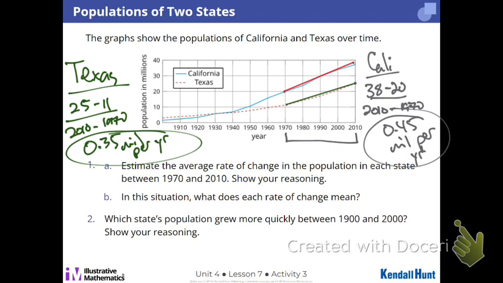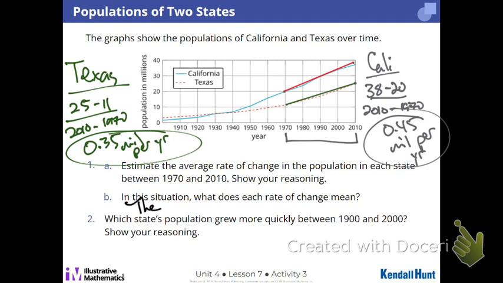Did anybody write that in thousands, like 350,000 or something instead? Yeah, that's cool. Same difference. Spencer said it used the word estimate and we're pulling from a graph, so you got a little different number, but same idea, right? Same interval. So what does each rate of change mean?